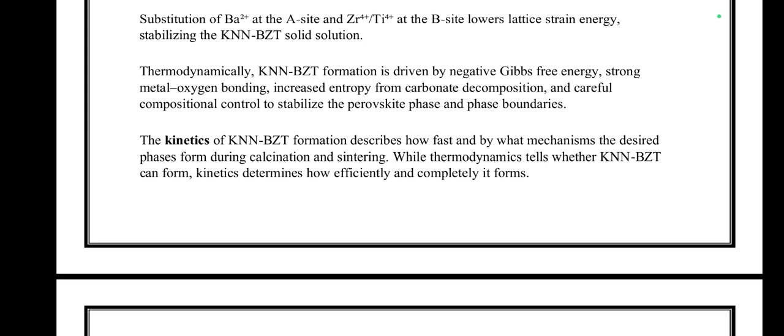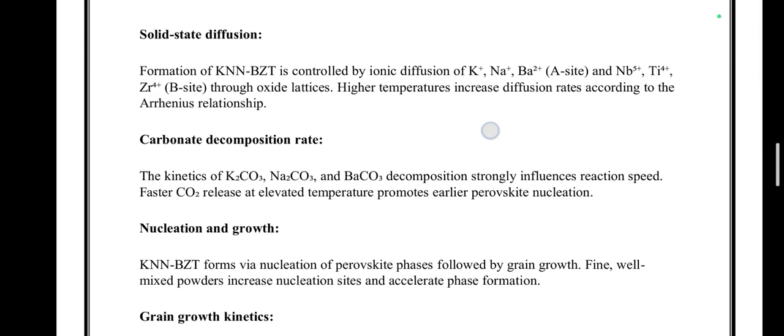The kinetics of KNNBCT formation describes how fast and by what mechanisms the desired phases form during calcination and sintering, while thermodynamics tells whether potassium sodium niobate, barium zirconate titanate can form. Kinetics determines how efficiently and completely it forms. Kinetics I have explained earlier.